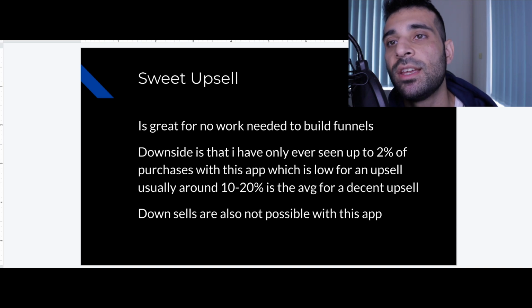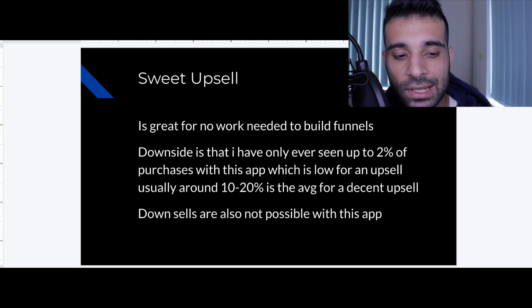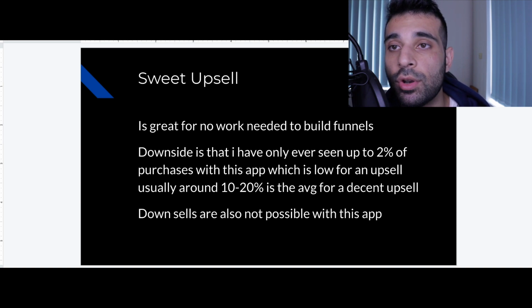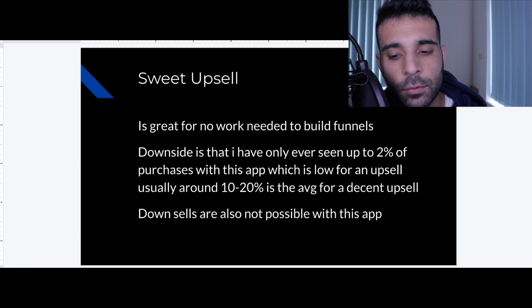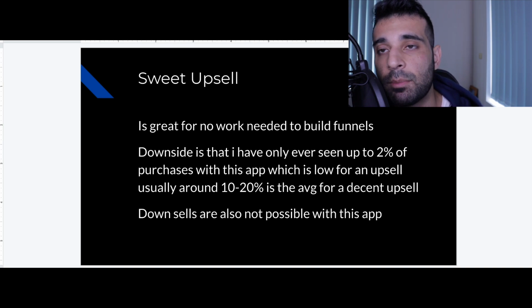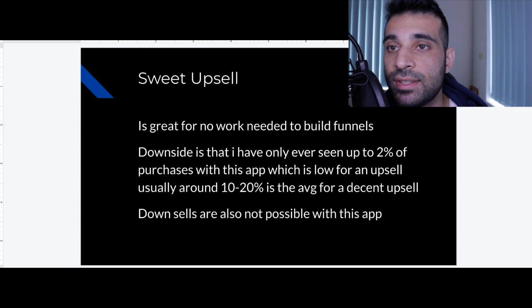The only downside that I've seen, and what I can say for me personally, is that I've seen only 2% conversion rates. There has been only one store with a higher conversion rate, and the only reason is that it's a more niche store. So I'm going to take this with a grain of salt: I've seen 2% on general stores, right? And I've seen up to 8% on a niche store. So you also have to consider that your store can affect whether somebody's going to buy the upsell through this app. Usually, like I said, with OneClick Upsell, it's 10 to 20% on average on a decent upsell.